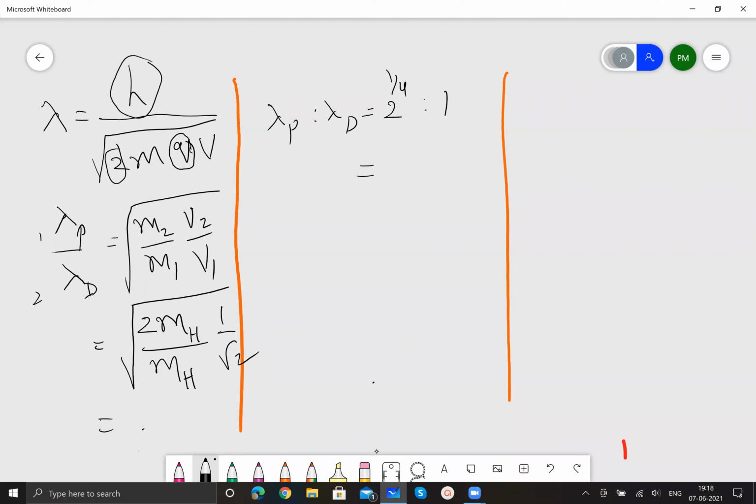Root 2 is 1.414, and the root of 1.414 is about 1.2, because 12 times 12 is 144. So it is nearly 1.2. You should get the logic behind the calculations when I'm doing another sheet, right? One more problem.